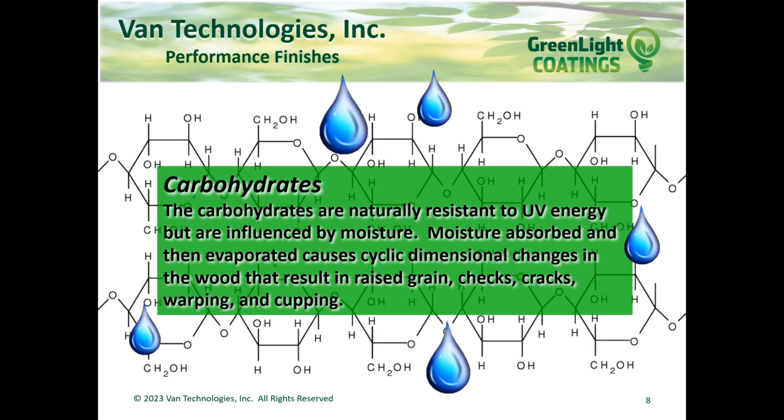Carbohydrates are naturally resistant to UV energy, but are influenced by moisture. Moisture absorbed and then evaporated causes cyclic dimensional changes in the wood that result in raised grain, checks, cracks, warping, and cupping.